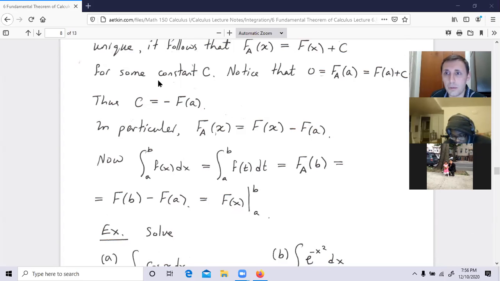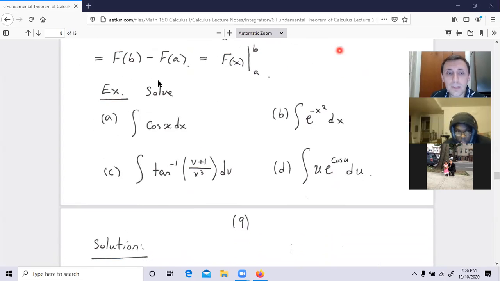Yes, what is it? And then there were seven. All right, so here are some questions, guys. Let's see if you can figure it out. So solve, you have to find the antiderivative. So A, B, C, and D. Please do it fast.